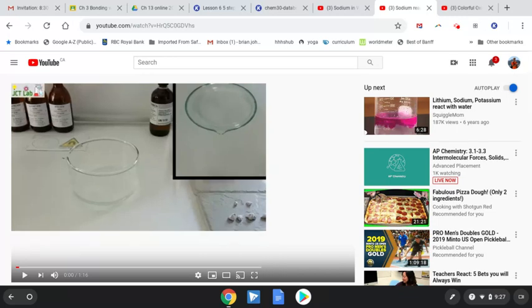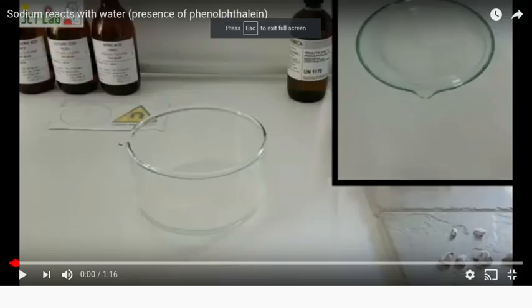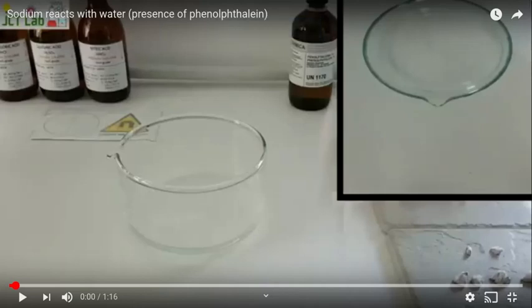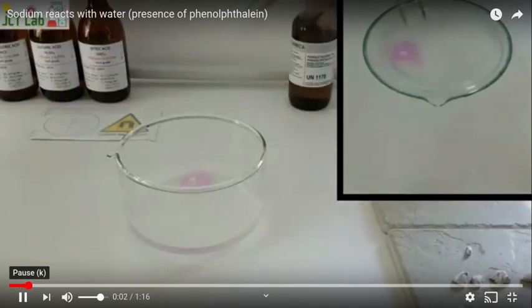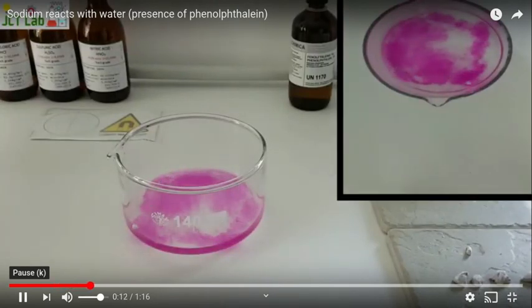So now we're going to do the same reaction, except this time we're going to put it into water with some phenolphthalein. The phenolphthalein is already in here because it's colorless. So colorless phenolphthalein means its pH is less than 8.2. We'll add the sodium metal. And it's pretty obvious that phenolphthalein is turning pink, which means that solution has a pH greater than 10 due to the hydroxide ions.